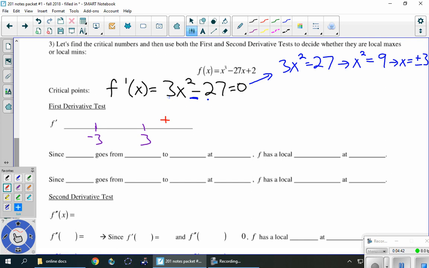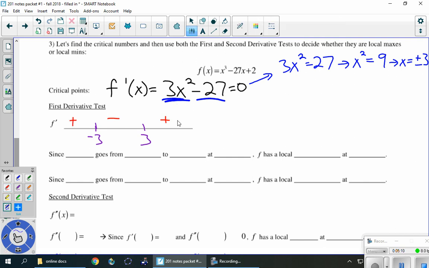Pick a number between negative 3 and 3, for example, 0. 0 here for x gives me nothing minus 27. That's negative 27, so I've got a negative there. And then finally picking a number out here, like negative 100. If I take negative 100 and square it, it becomes positive. It's the same as positive 100 squared. So very big positive, subtract 27, still positive, so plus there.